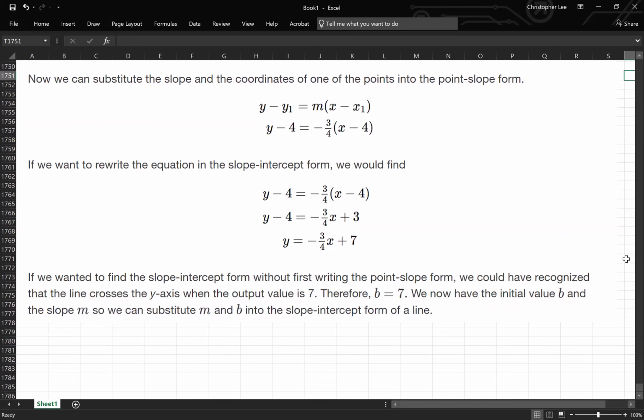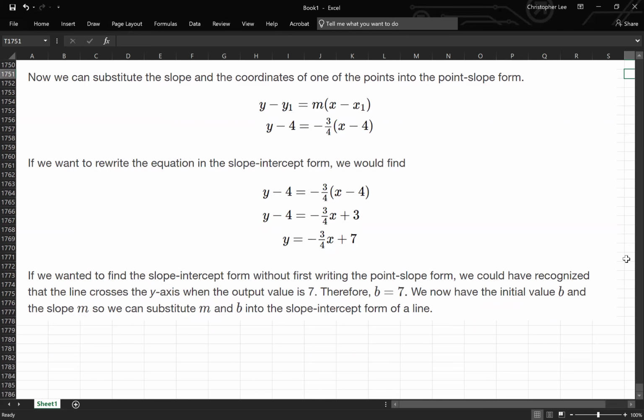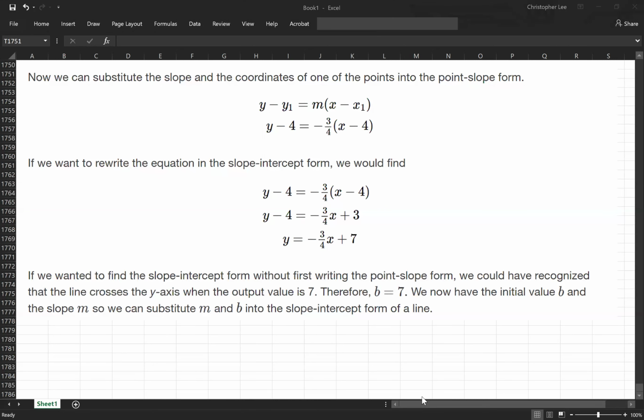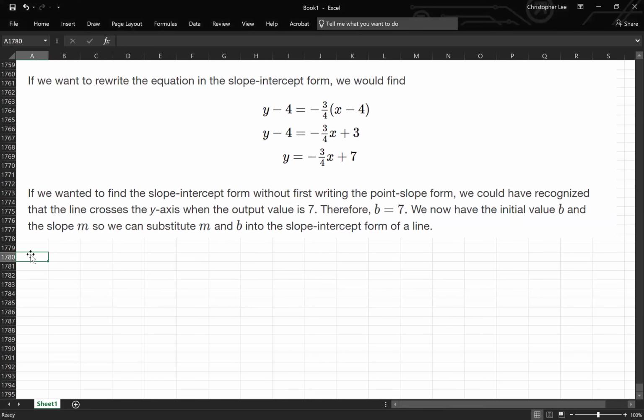So if we wanted to find the slope-intercept form without first writing the point-slope formula, we could have recognized that the line crosses the y-axis when the output value is 7. Therefore, b is equal to 7. We now have the initial value b and the slope m so that we can substitute m and b into the slope-intercept form of a line. For your y-intercept, x is 0, and then y is whatever it is.